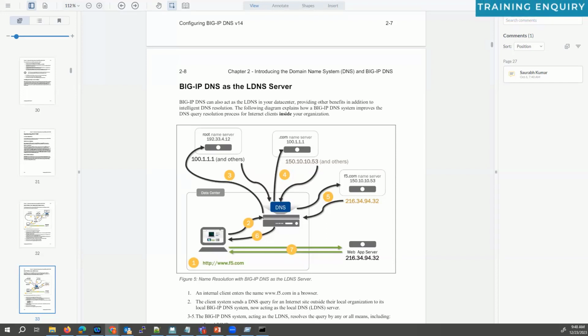But for internal banking users, like our employees, we will be using Infoblox as the DNS server. That's what I have seen and have been working on. But technically, BIG-IP DNS can also be used as an LDNS.